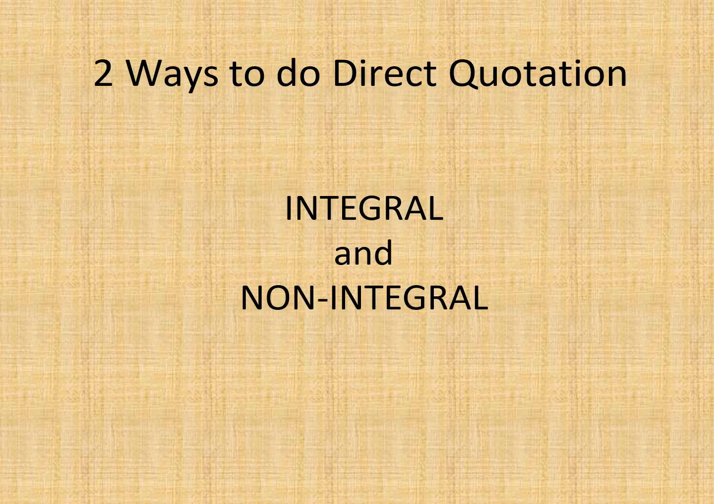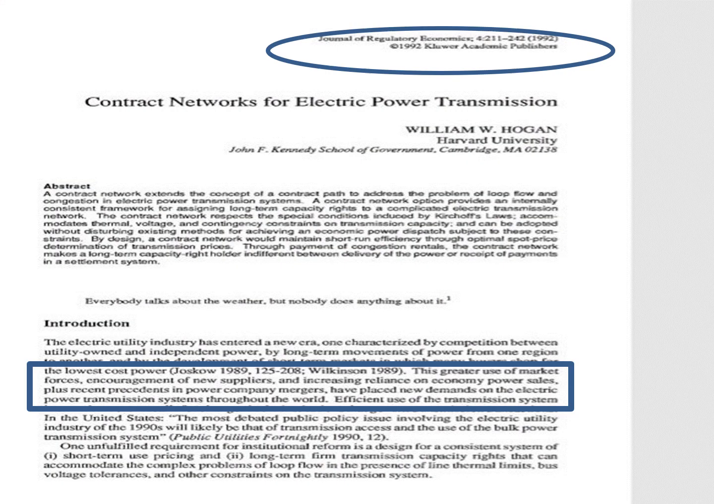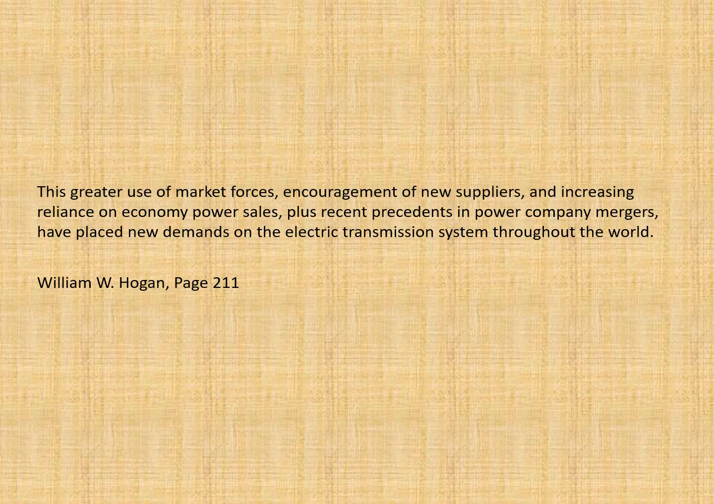There are two ways to do direct quotation, namely integral and non-integral. I'm going to talk about the two ways of doing direct quotation using a sentence from this article. This article was published in 1992 in the Journal of Regulatory Economics by the author William W. Hogan. The pages of the article are 211 to 242. And the sentence that I'm going to use is this sentence that I have marked and put in a rectangle here. Okay, this is the sentence.